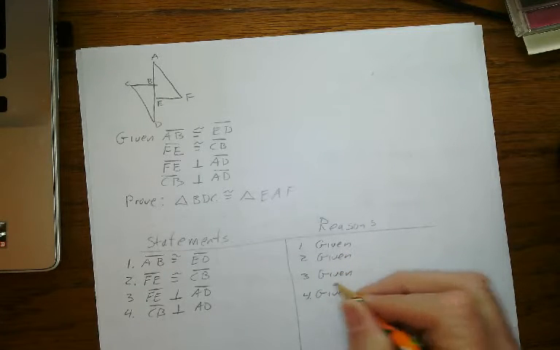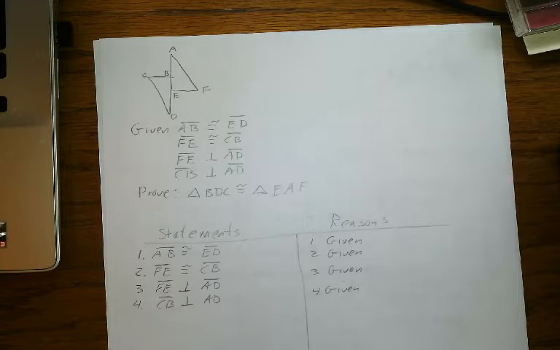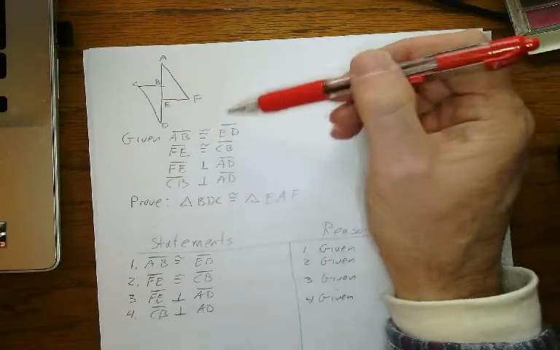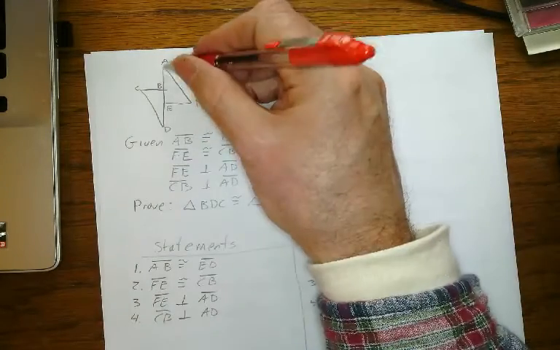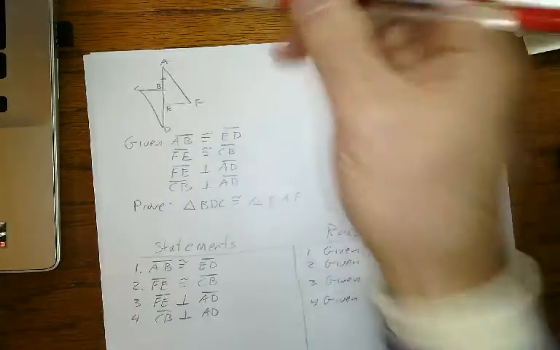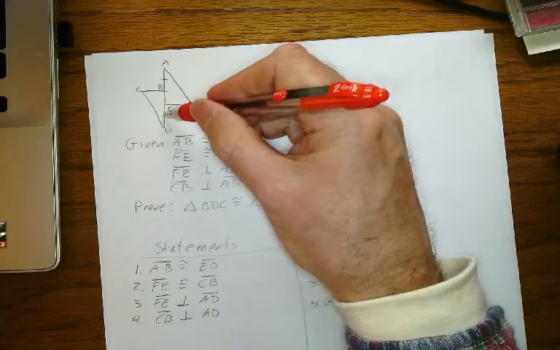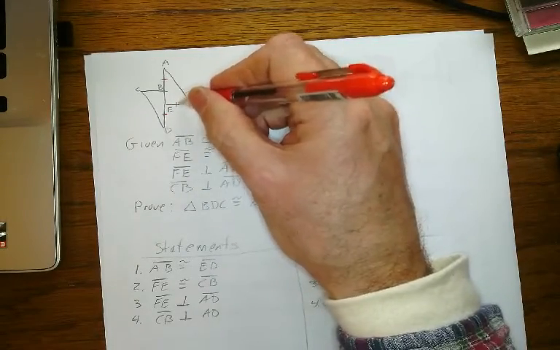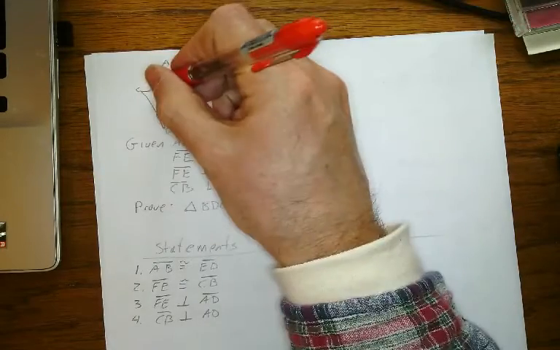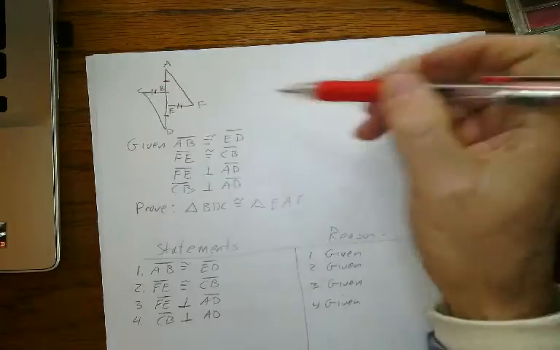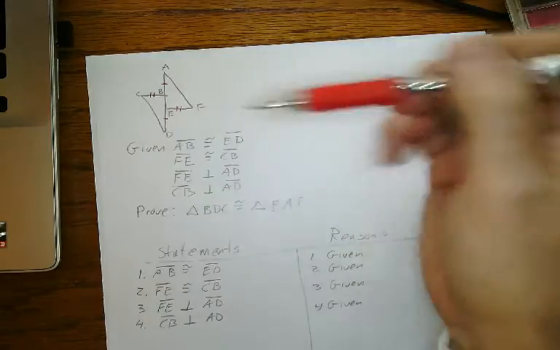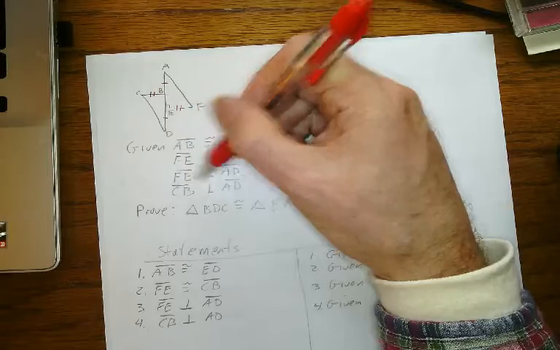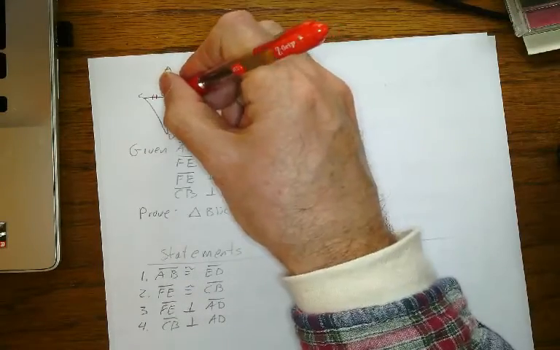Okay, now let's begin. Let's mark what's been given and analyze this problem. We have AB congruent to ED. Here's AB, this little part here. That's congruent to ED, this part here. We now have FE right here, congruent to CB right there. And we have FE perpendicular to AD, so that's a right angle. And CB perpendicular to AD, that's a right angle.